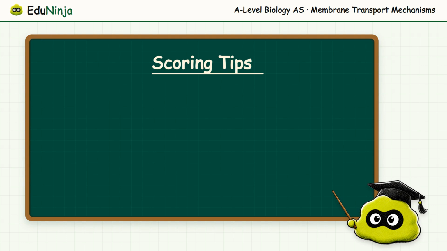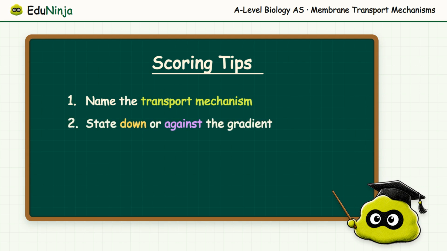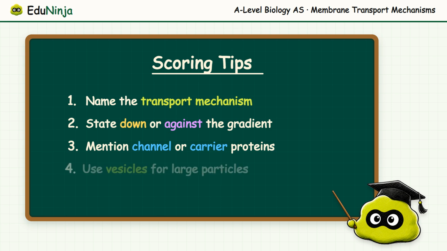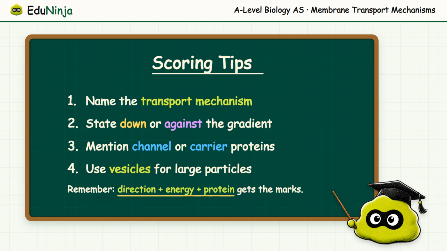Before we leave membrane transport, remember four scoring habits. First, name the transport mechanism clearly. Second, state whether the substance moves down or against the concentration gradient. Third, mention channel proteins or carrier proteins when the question asks about membrane proteins. Fourth, use vesicles for large particles. The quick check is direction, energy, and protein.